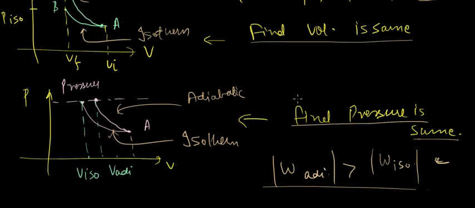So with this we come to the end of this lecture. In the next lecture we will be seeing cyclic process, and then we will be starting off on polytropic process. So till then, good luck and goodbye.